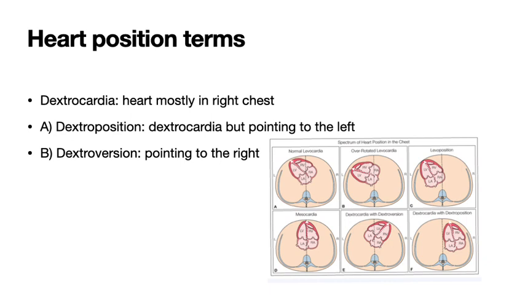All right, let's talk about the heart position terms again. They're very overlapping and confusing, so let's spend a little bit of time on them. So again, we said dextrocardia is mostly in the right chest, levocardia mostly in the left chest. Now, of the ones that are mostly in the right chest, these are dextrocardias. You can have dextroposition, which means it's over on the right, but it's still pointing to the left, and dextroversion, which is it's over on the right and it's pointing to the right. And you can look at the chart on this slide to see those different examples.